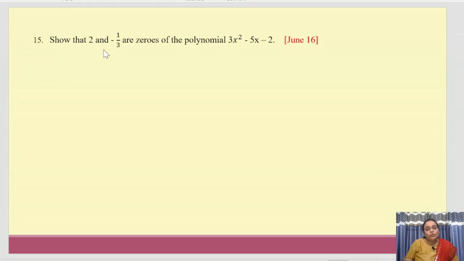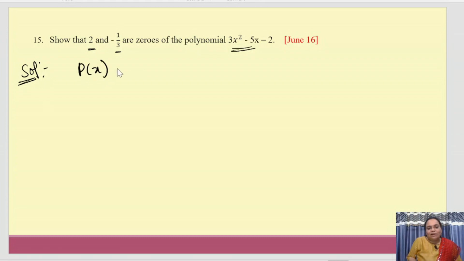Show that 2 and minus 1 by 3 are the zeros of the polynomial. So, how do we show that 2 and minus 1 by 3 are the zeros of the given polynomial? We will substitute x is equal to 2 and again we will substitute x is equal to minus 1 by 3. If we get p of 2 and p of minus 1 by 3 equal to 0, then these two are the zeros of this given polynomial. Okay, so let us solve them.